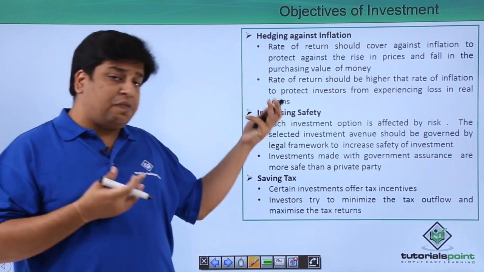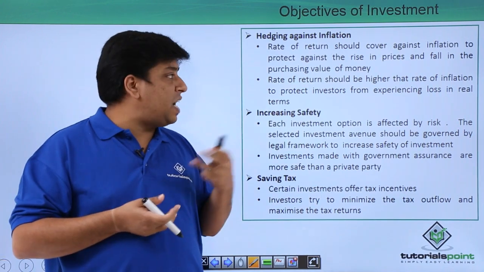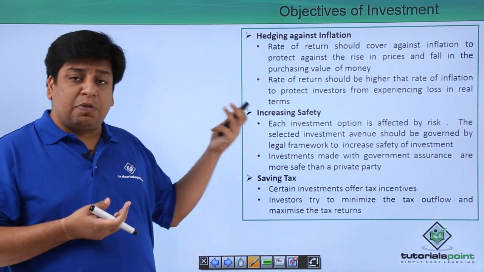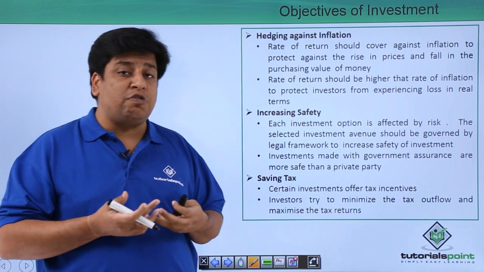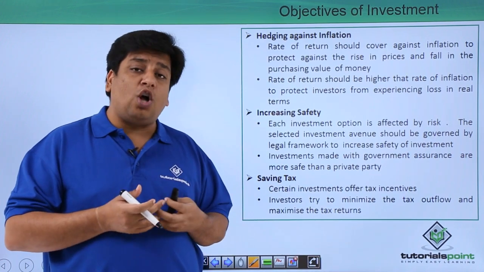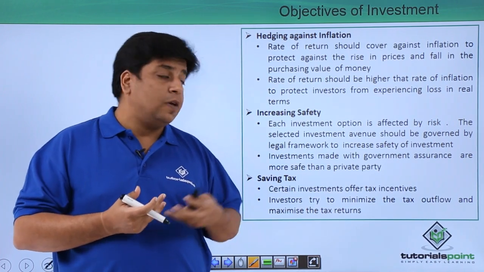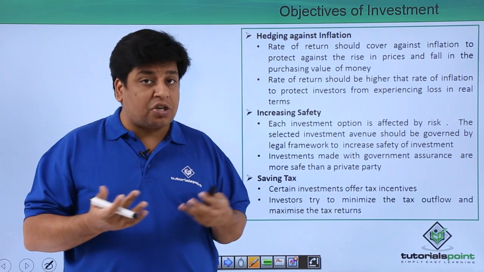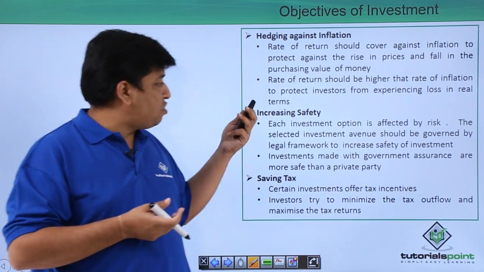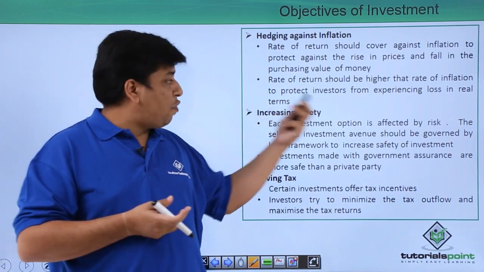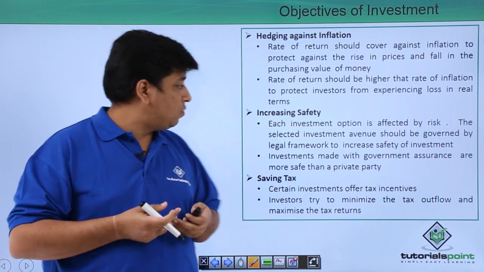So the rate of return should cover inflation, to protect against the rise in prices and fall in the purchasing value of money. That's exactly what we learn from time value of money. In this course, we are also going to do a refresher session about time value of money, which will make this idea much clearer to you. Rate of return should be higher than the rate of inflation to protect investors from experiencing loss in real terms.